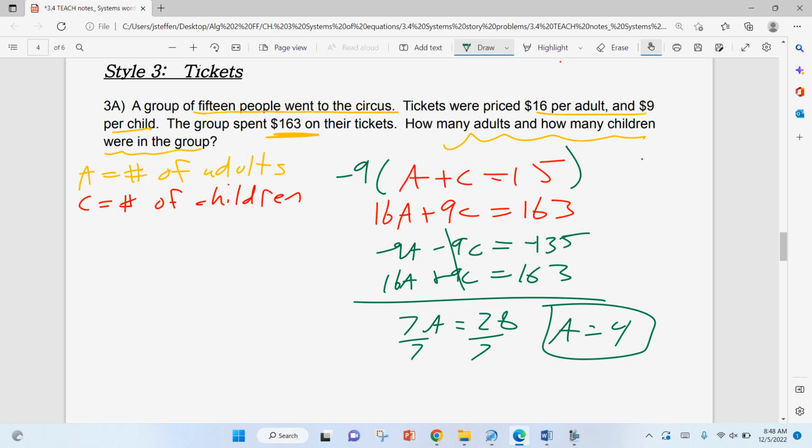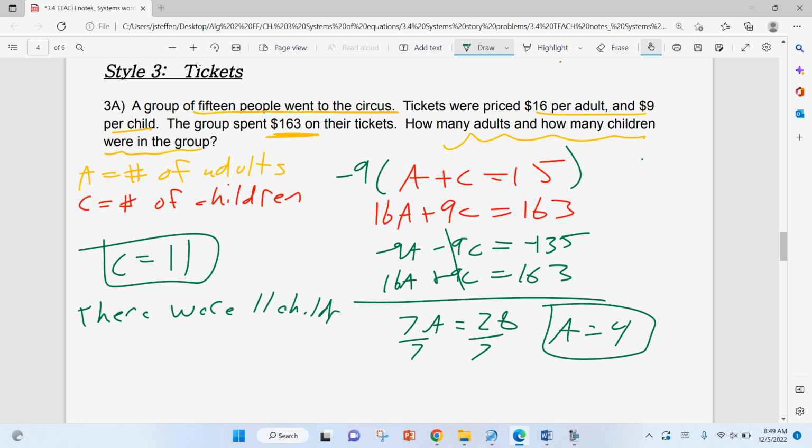So then to find the number of children, again, plug it back in. Now that's where you're going to really appreciate the first equation, because if A plus C is 15, there are 15 people that went total, and I'm telling you 4 of them are adults. Most of you don't even have to plug it in. That means the children are 11. If 15 people went total and 4 of them were adults, that means 11 of them have to be children. And again, I'm okay with that. You don't have to plug it back in. If you can figure that out, that's fine. Obviously, I would recommend you show your work because I would like you to, but I can understand that. So then for my short description, I would just say there were 11 children and 4 adults in the group.